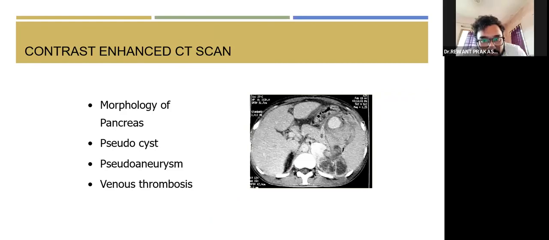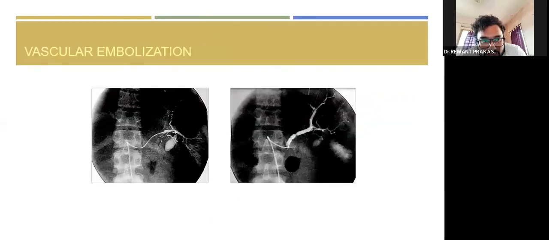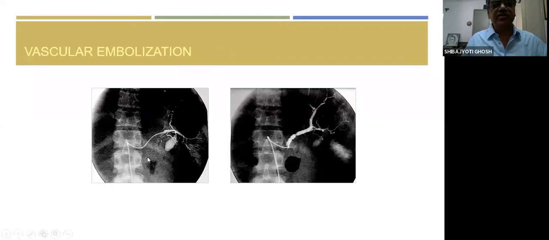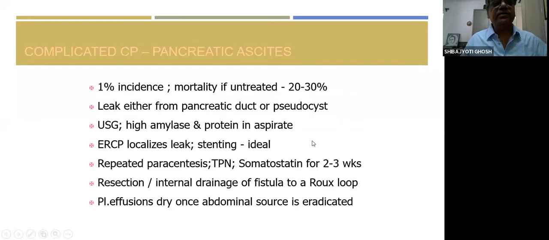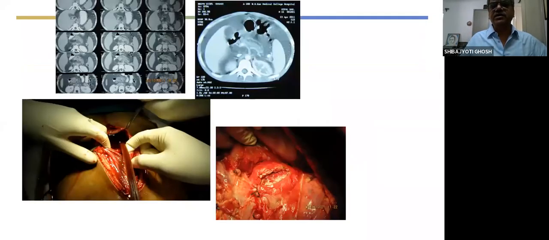These are the CT scans. This is the vascular embolization. This is a case of pseudoaneurysm of the splenic artery, before vascular embolization, and this is after embolization. Pancreatic ascites is another issue that also needs to be tackled. After the ascites is controlled, the patient needs drainage procedures.